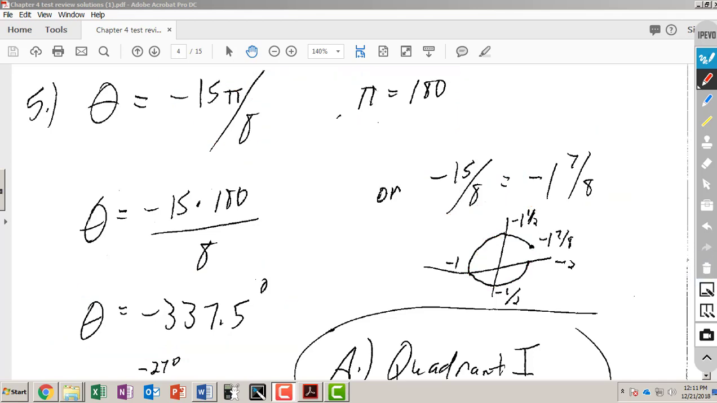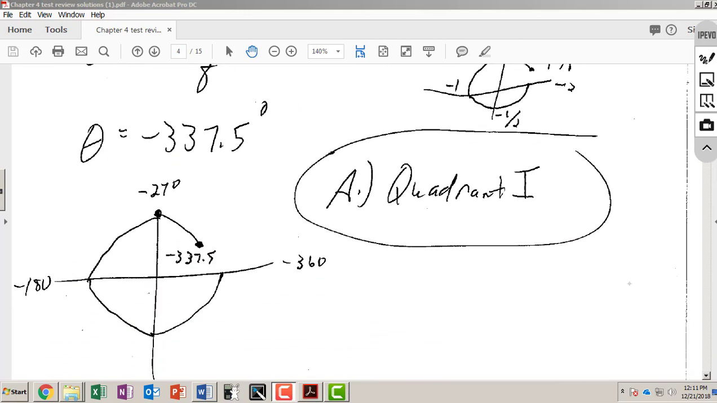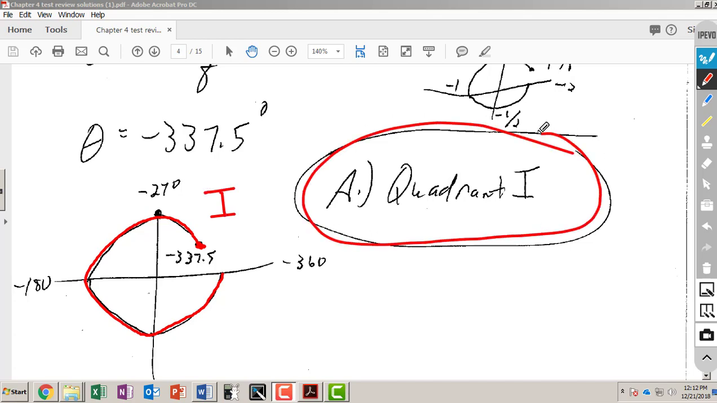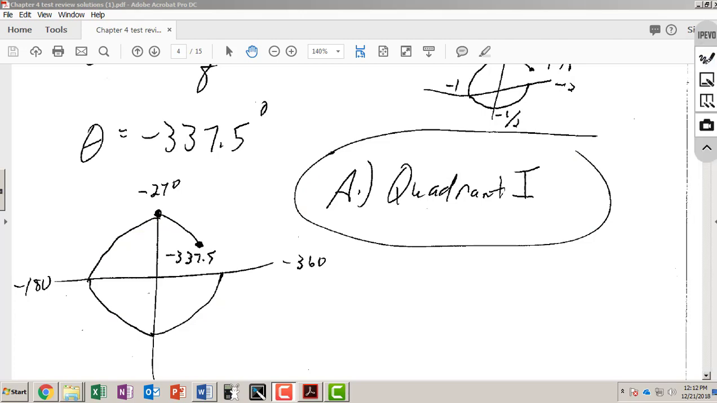Now if you're doing the negative 337.5, again, you'll just look at your angle. And remember, this is negative 90, 180, 270, 360, negative 337.5 would be right in there. You're going to notice that that is the first quadrant. So this answer is A. It falls in your first quadrant.